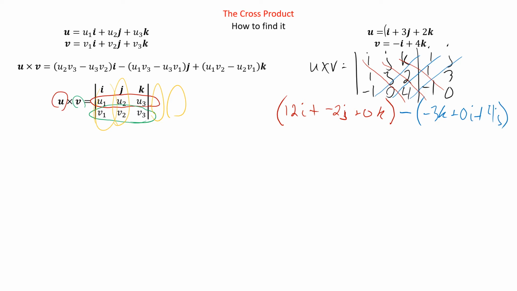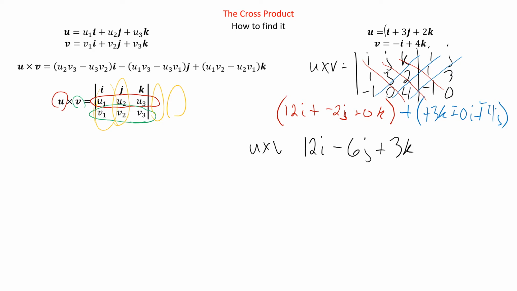There's really nothing we can do to simplify these inside the parentheses, but we do have some like terms. So let's distribute this negative here. Make that a plus, that's a minus, and that's a minus. And now we can combine our like terms. So we have i's, we have 12i minus 0i is going to be 12i. And then j's, we have negative 2j minus 4j is minus 6j. And 0k plus 3k is plus 3k.